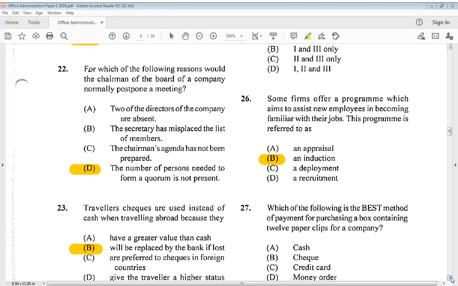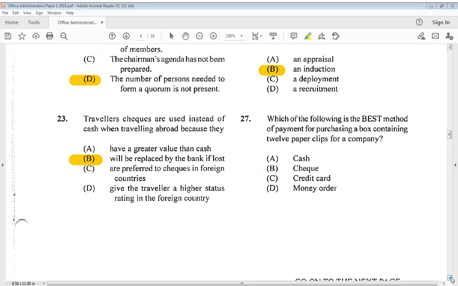27. Which of the following is the best method of paying for purchasing a box containing 12 paper clips for a company? A, cash, B, check, C, credit card, D, money order. This is a very easy one. We know it would be cash. It's a small amount of paper clips that a company is buying. So there's no need for check, credit card, or money order. So A.